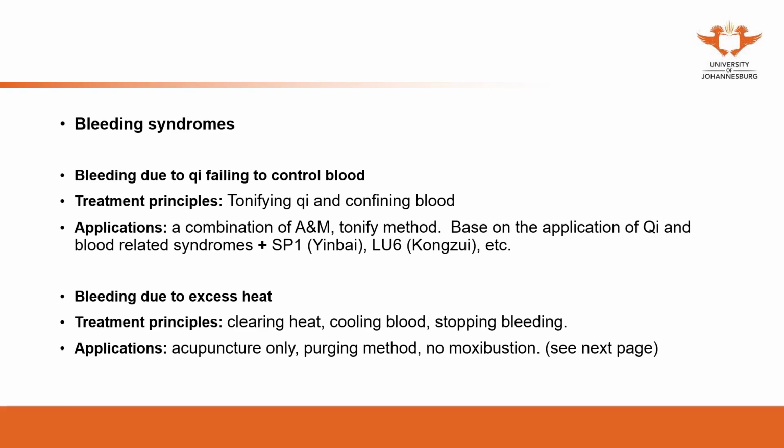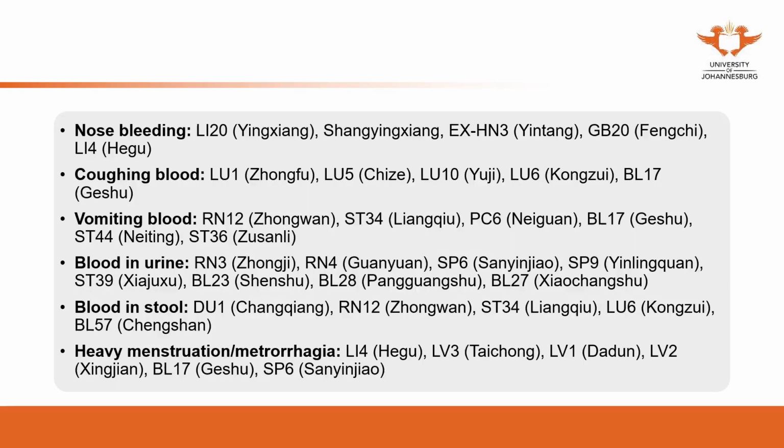For bleeding due to excess heat, you need to clear the heat and stop bleeding. How to stop bleeding? Because this is heat, we need to cool the blood. Use acupuncture, no moxibustion. From this slide, you will see that for different types of bleeding, we actually choose different points.